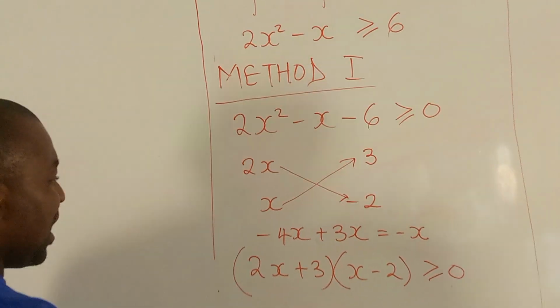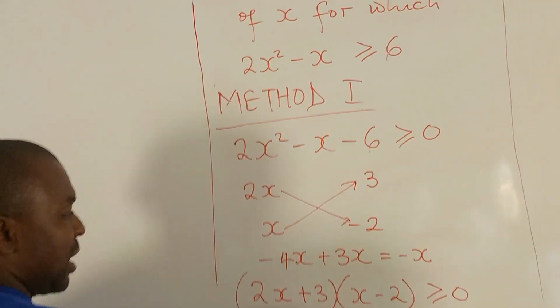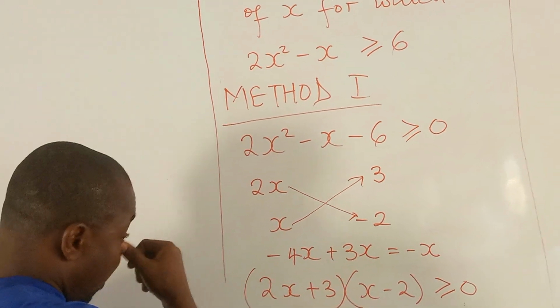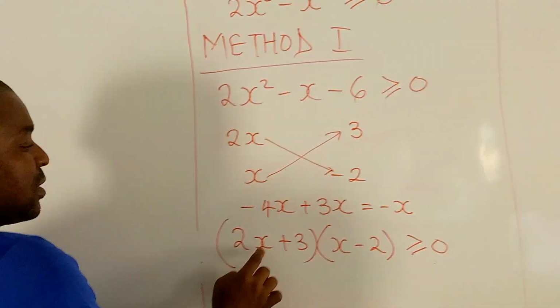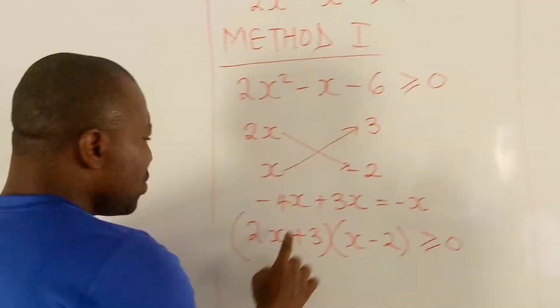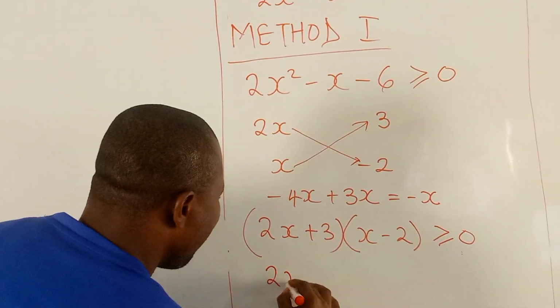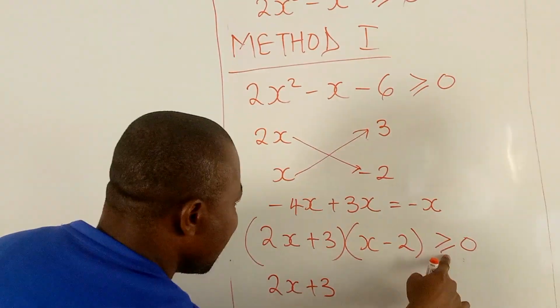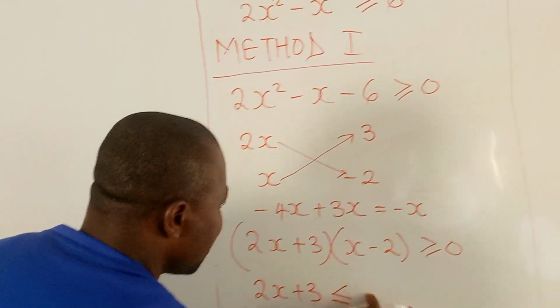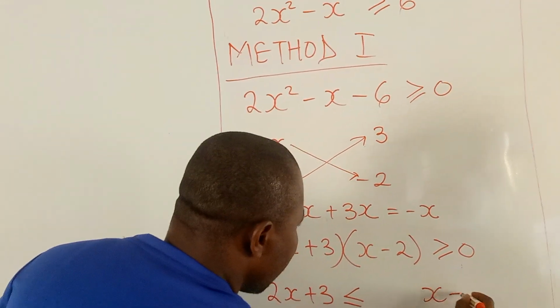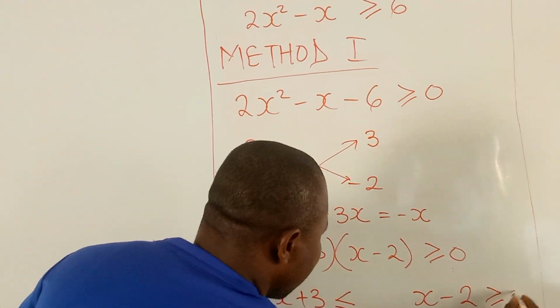If I put a number like 0, if x is 0, this bracket will be 3. And if x is 0, this bracket will be negative 2. So you see that this bracket is the bigger bracket. So the bigger bracket will carry opposite sign. The sign here, greater than or equal to, becomes less than or equal to. The smaller bracket will maintain the sign.